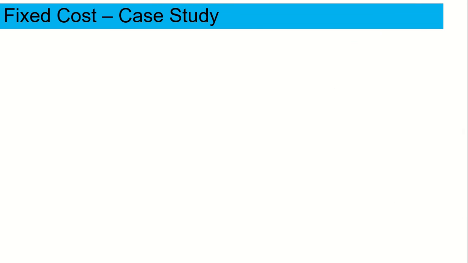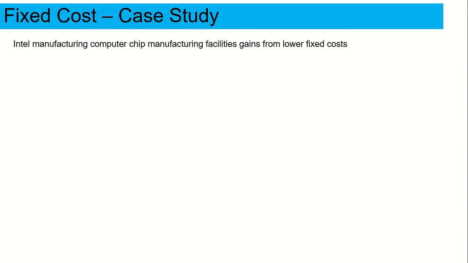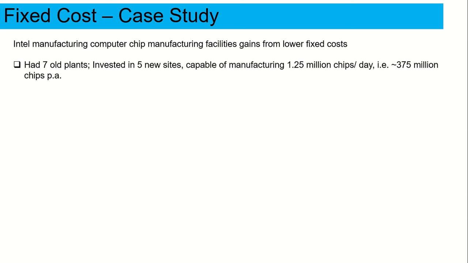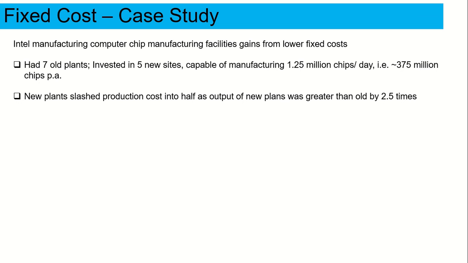To understand how to optimize on fixed cost, let's take a look at a case study of Intel, a computer chip manufacturing organization. It already had 7 plants and it invested in committed fixed costs in 5 new sites, which were capable of manufacturing 1.25 million chips per day, that is approximately 375 million chips per annum.